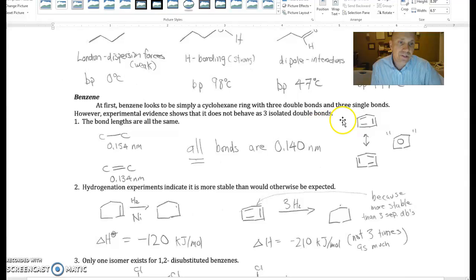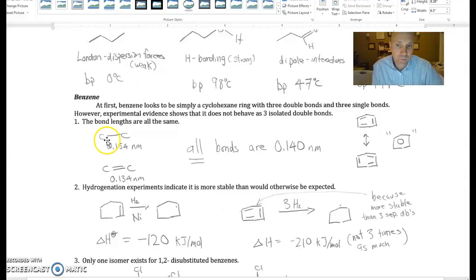All right, so first of all, if you were to look at benzene, you might just think of it as cyclohexane. So if you drew a six-membered ring, that would be cyclohexane as long as it had all single bonds. You might think of benzene as just cyclohexane with 3 double bonds in it. But there's evidence to indicate that that's not really how it exists. One of the forms of evidence has to do with bond lengths.